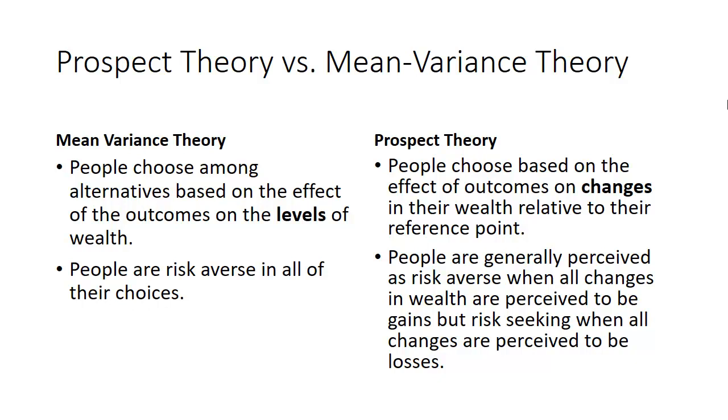In mean variance theory, people are risk averse in all of their choices. In prospect theory, people are generally perceived as risk averse when all changes in wealth are perceived to be gains, but risk-seeking when all changes are perceived to be losses.